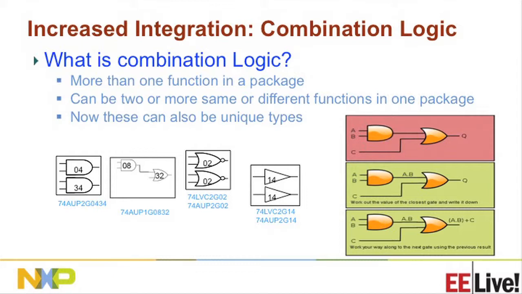So the nomenclature for these devices is when there are two unique functions which are not connected inside the package, you would see 2G in the part number. And if those functions are connected together, you will see 1G. Like we have a function which is AUP1G0832. You have 3 inputs, and an AND gate and an OR gate are connected together. Right? So your output is a set of specific Boolean function, but you have more than one function in there.